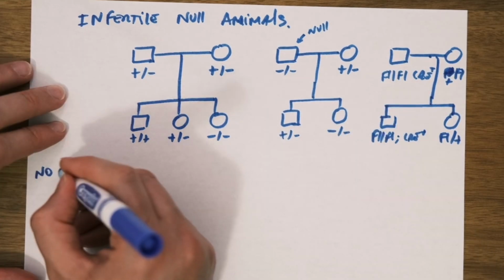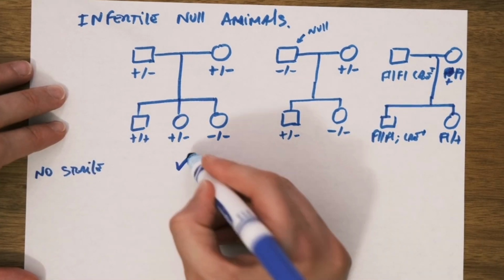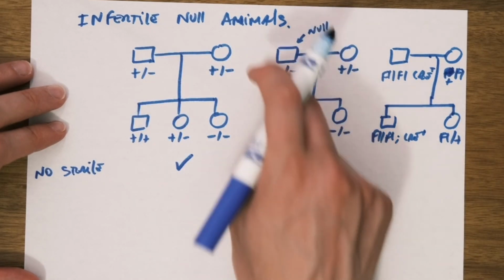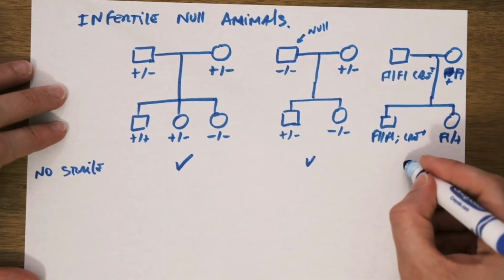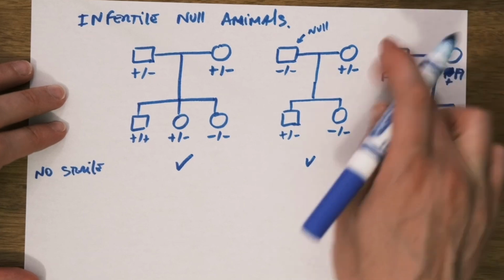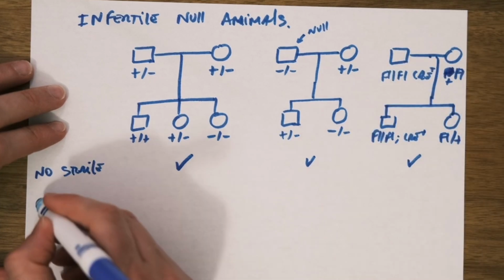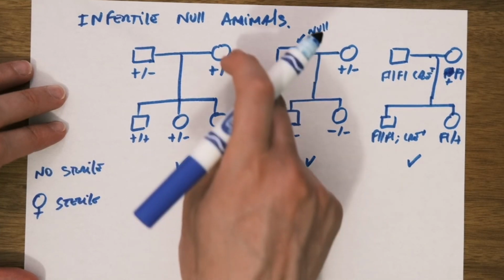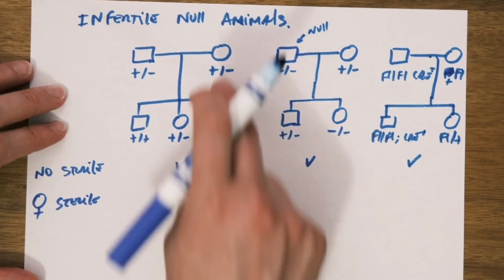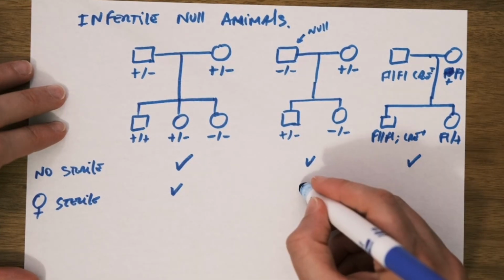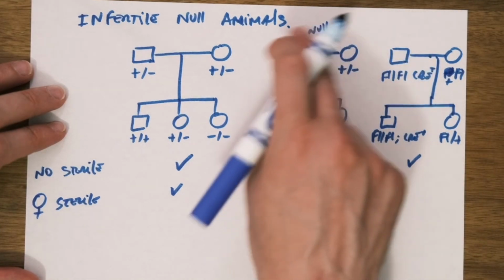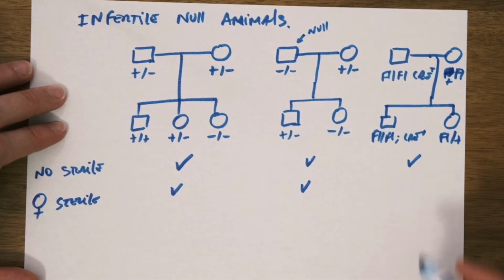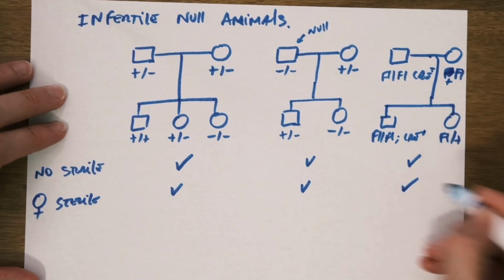If the animals are not sterile, this sort of breeding will work. This one as well, because this would not be sterile, and this one as well, because there will be no problems there. If the females happen to be sterile, this breeding can be used because here the female is in heterozygosity. This one as well because the male is in homozygosity but the female is in heterozygosity. And this one is the same, so you can always use that.